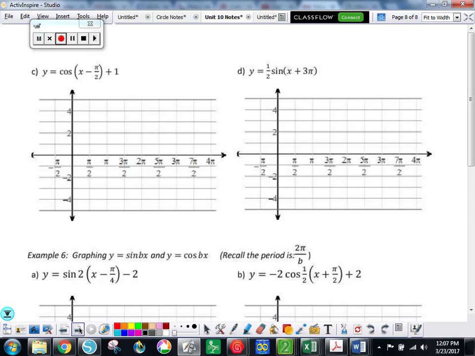Okay, we've got 2 more to practice before we start going crazy with it. On your own, if you'll get the midline change and the phase shift highlighted.